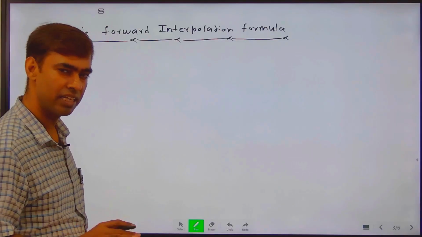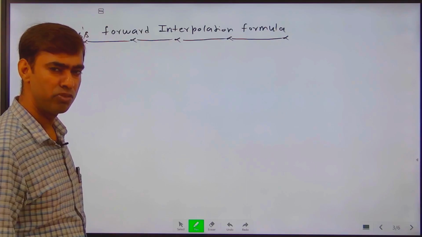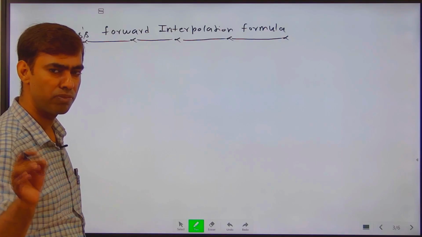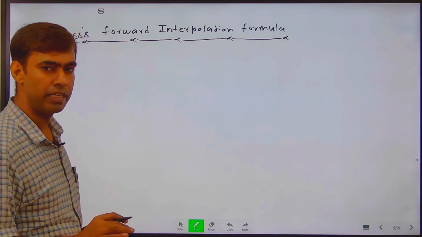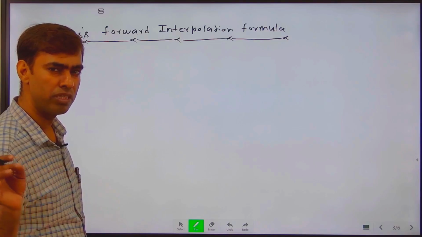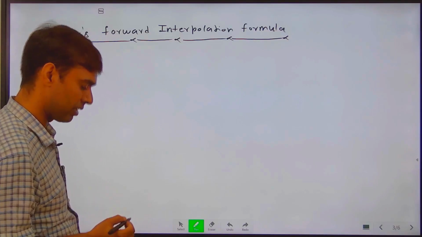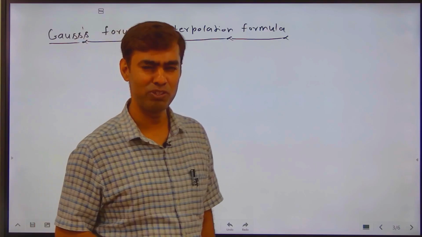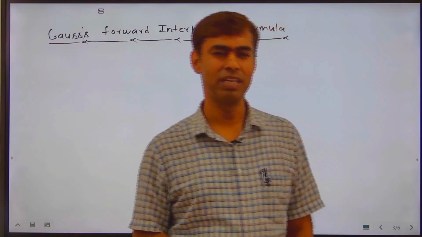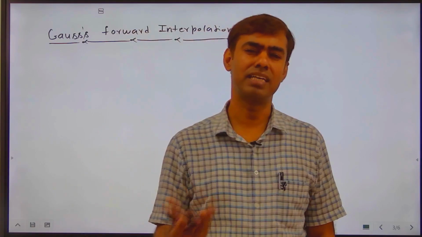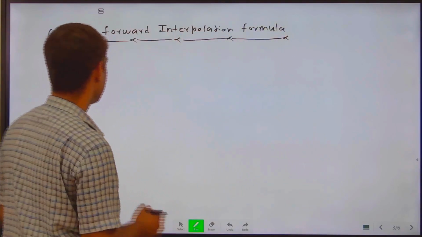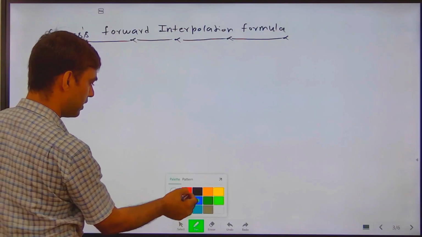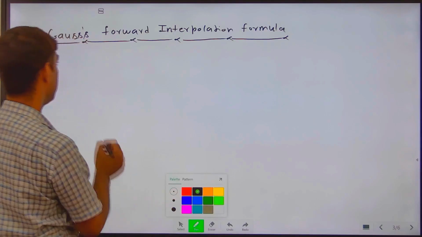There are two ways. We assume that there is a polynomial of degree n satisfying the data x0, x1 up to xn, y0, y1 up to yn, and we calculate the values of a0, a1, a2 up to an in terms of the central difference operator. This way to derive the Gauss forward interpolation formula is much easier in comparison, and also less time consuming. So here we are going to derive the Gauss forward interpolation formula using the Newton forward interpolation formula.